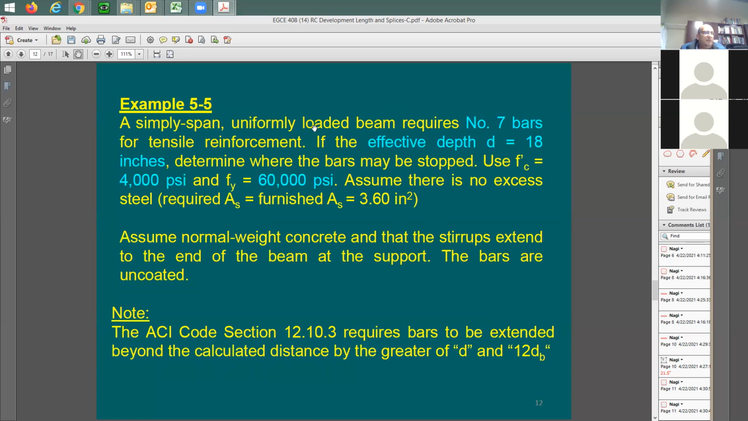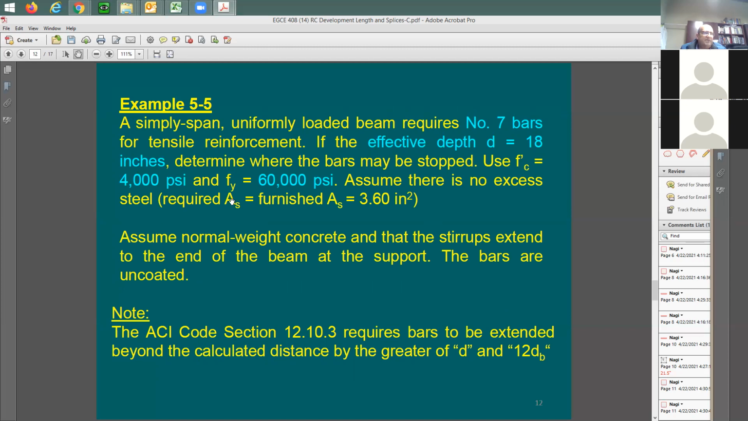One example: you have this simple span, uniformly loaded beam, with number 7 rebars for the tension reinforcement. The effective depth d is going to be 18 inches. Determine where the bars may be stopped. f'c is going to be 4,000, and fy is going to be 60,000.